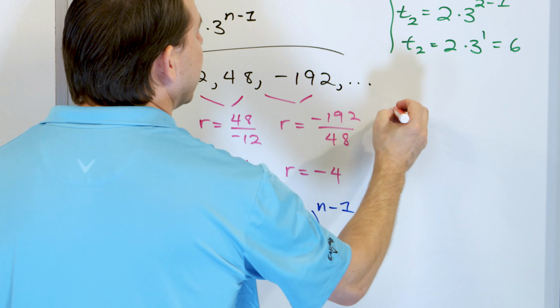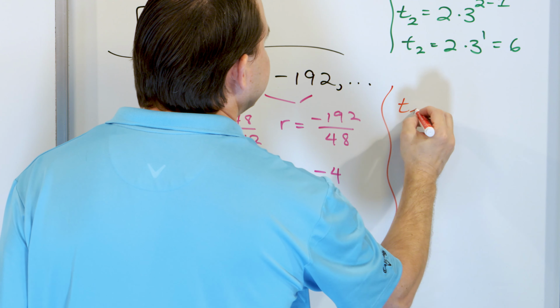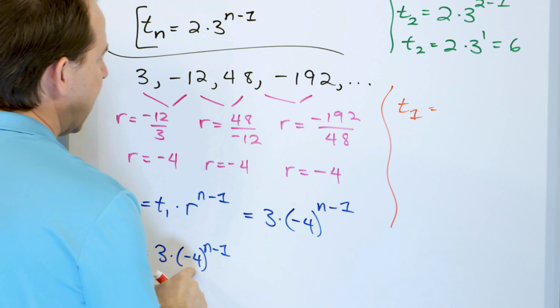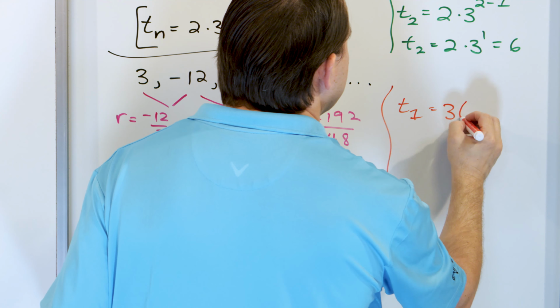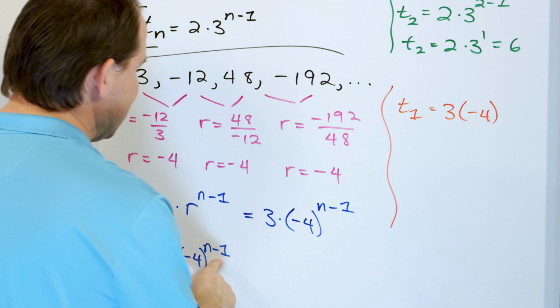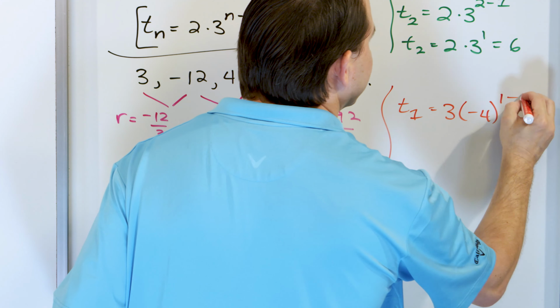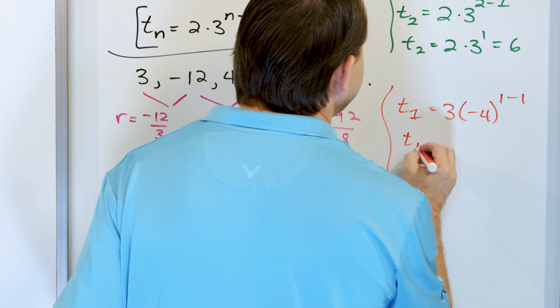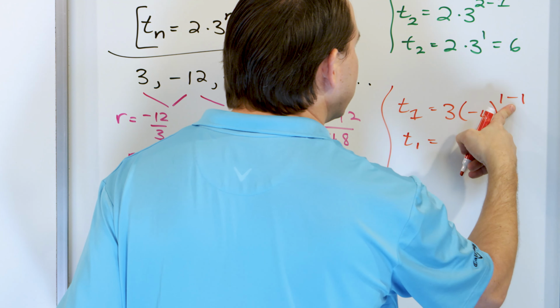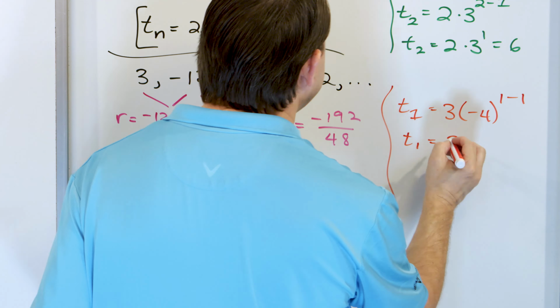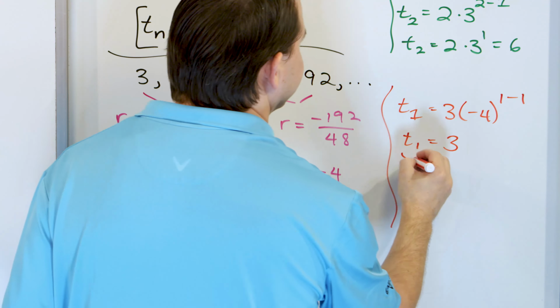Now let's just take a second to check these, or at least check a couple of them. Let's take a look at what would happen if we take t sub 1. We're saying it's 3 times negative 4, and the power is n minus 1, so we're going to put 1 minus 1. So this is 0. Negative 4 to the 0 power is 1, times 3 is 3. That's the first term in the sequence.